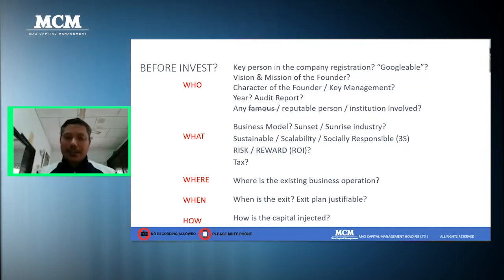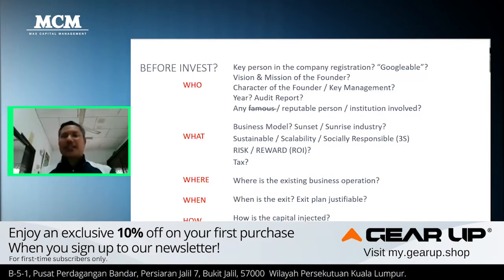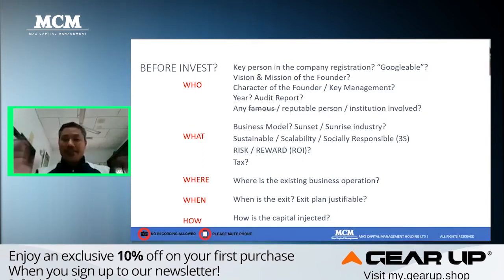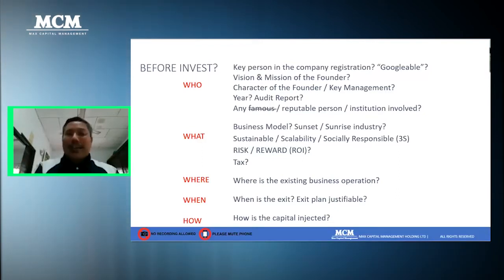And the third W is, where is the business? A lot of times, with all these online businesses, the challenge is that it's online, so you never have the opportunity to visit their office. Maybe it's too far away. But you can also Google whether this office is real. Where is it located? It cannot be an office that is nowhere in the jungle. So you have to do a little bit of homework there.